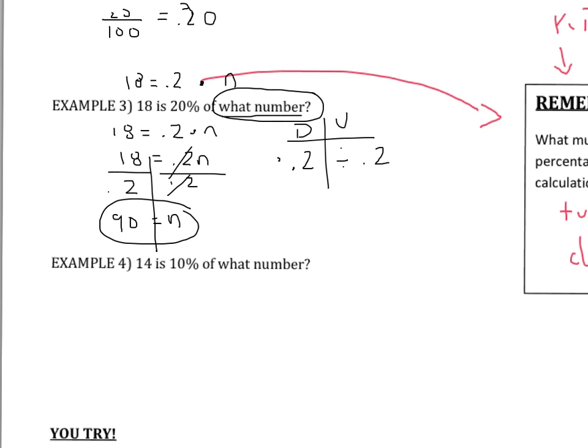The number is 90. So it's important to look at what you're solving for to know whether or not, am I solving for a percent? Do I need to multiply by 100? Or am I solving for a number? I can just leave it. If you're solving for a percent, you're going to have to multiply by 100 and add the percent sign to your answer. If you're solving for a number, you do not need to multiply by 100 and you do not need a percent sign in your answer.